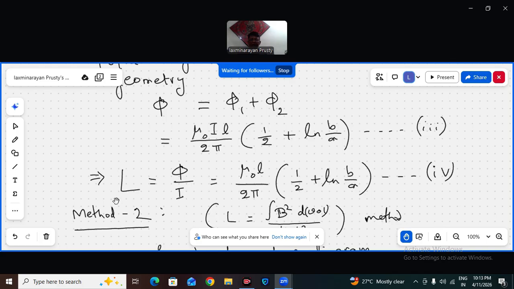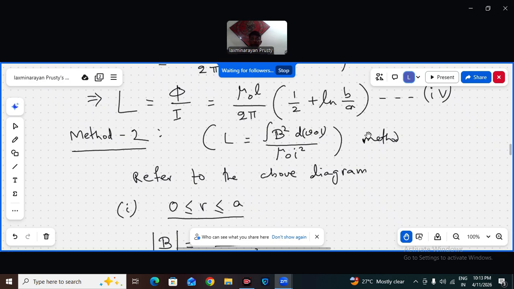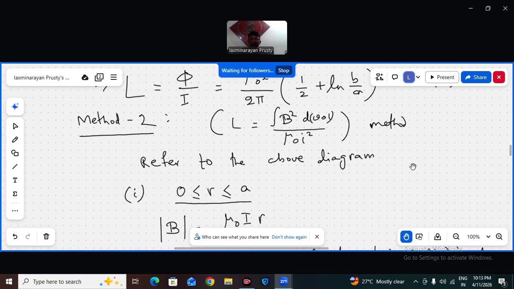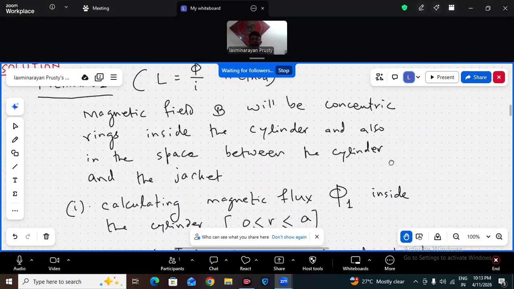This is your answer for L, due to that inaccurate method. Why inaccurate, I told, because there is an overlapping. Still I am using the flux by I method. So method 2, B square d volume integration by mu naught I square is the L method, that one. Equation 5 in page 1. Refer to the above diagram, refer to the same diagram.